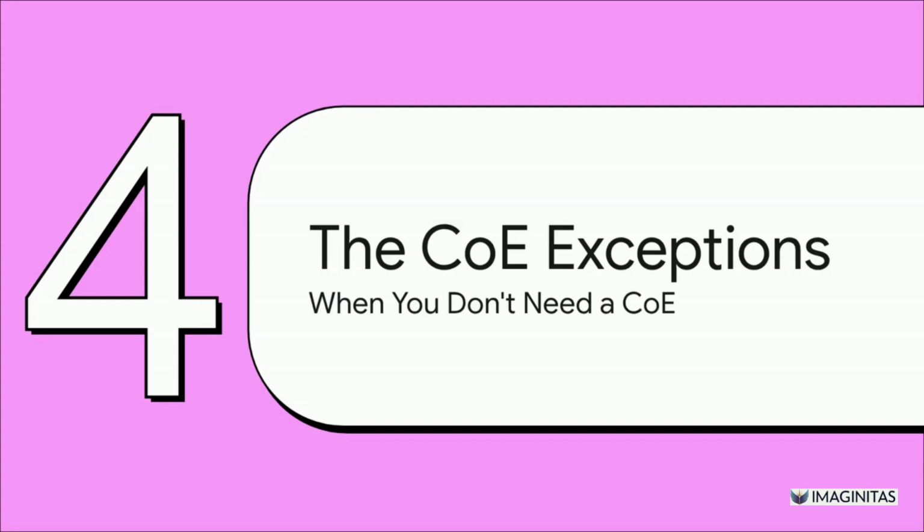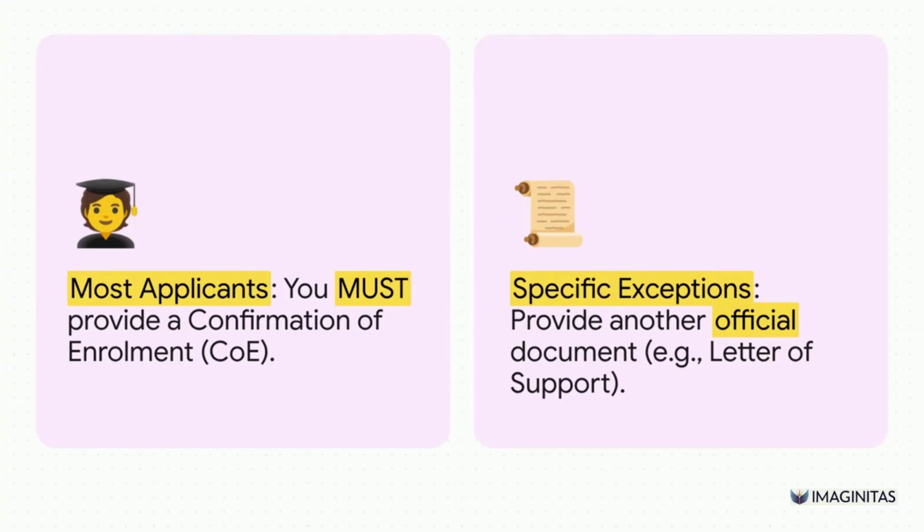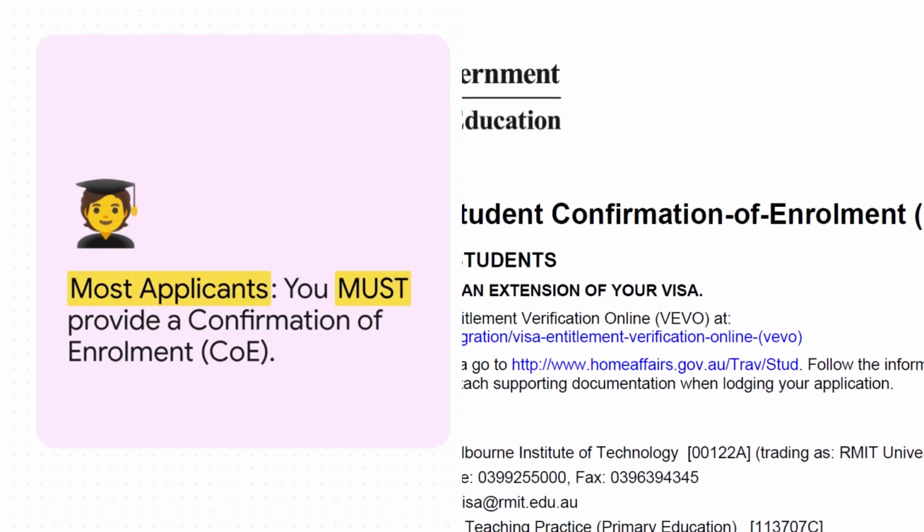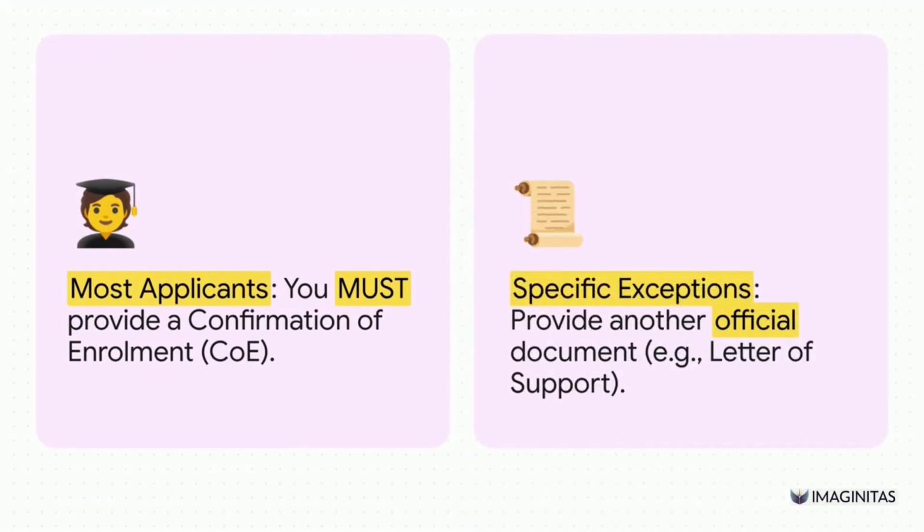Okay, so far it's been CoE, CoE, CoE. We've really hammered that home. But you might be wondering, are there any situations where you don't need one? Well, yes, but the list of exceptions is very, very short. So let's be super clear. For the vast majority of you listening, the rule stands. You need a confirmation of enrollment. But for a tiny handful of applicants, the government asks for a different kind of official proof. Let's see exactly who fits into that special category.